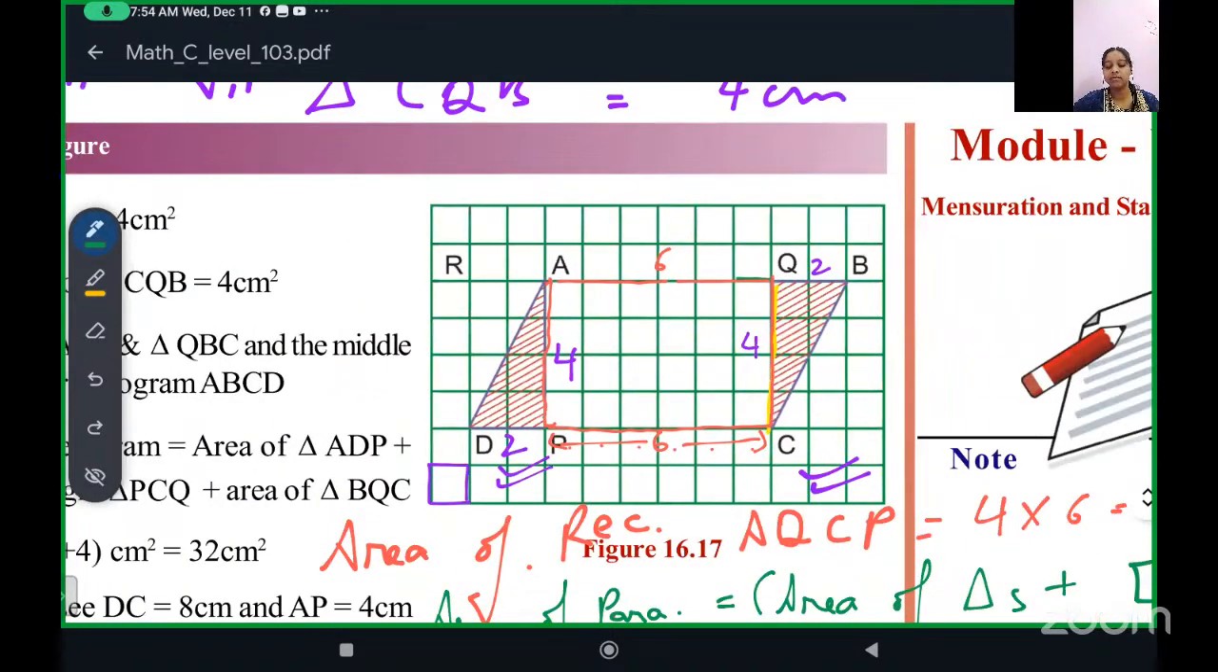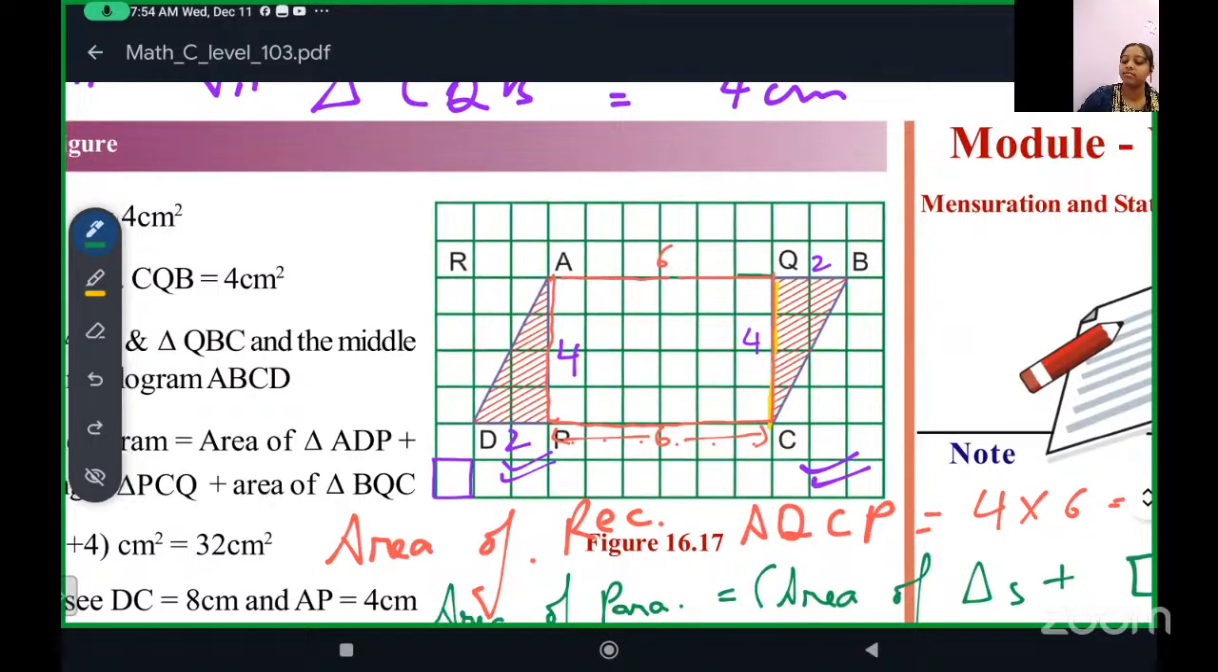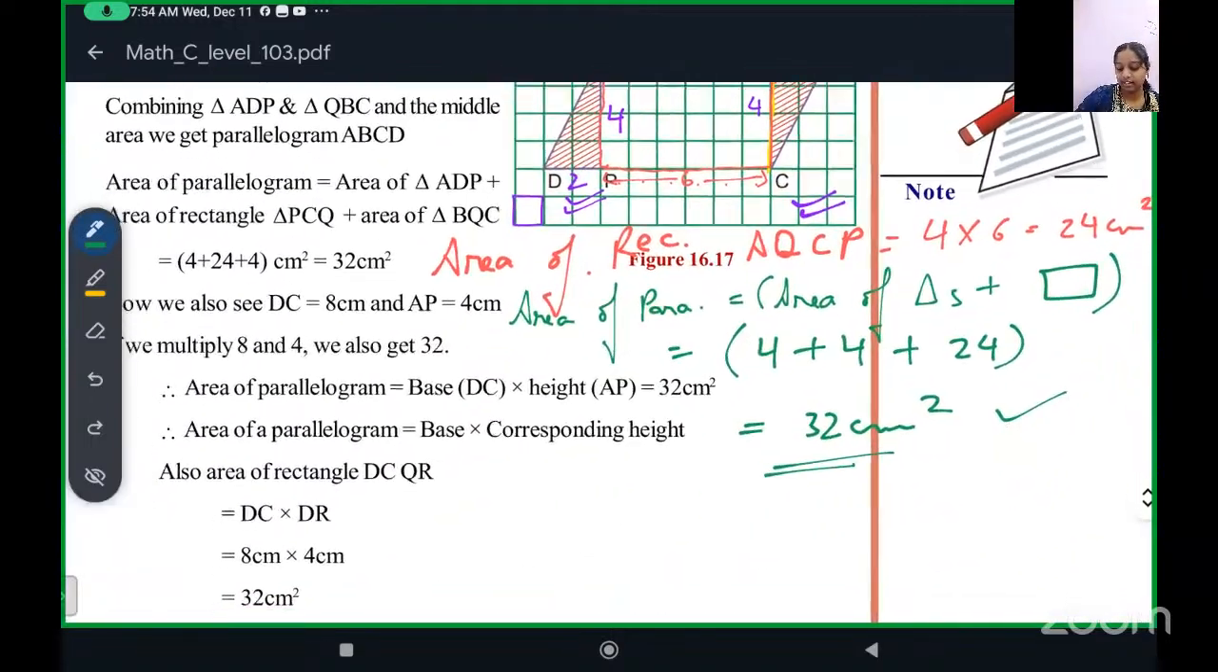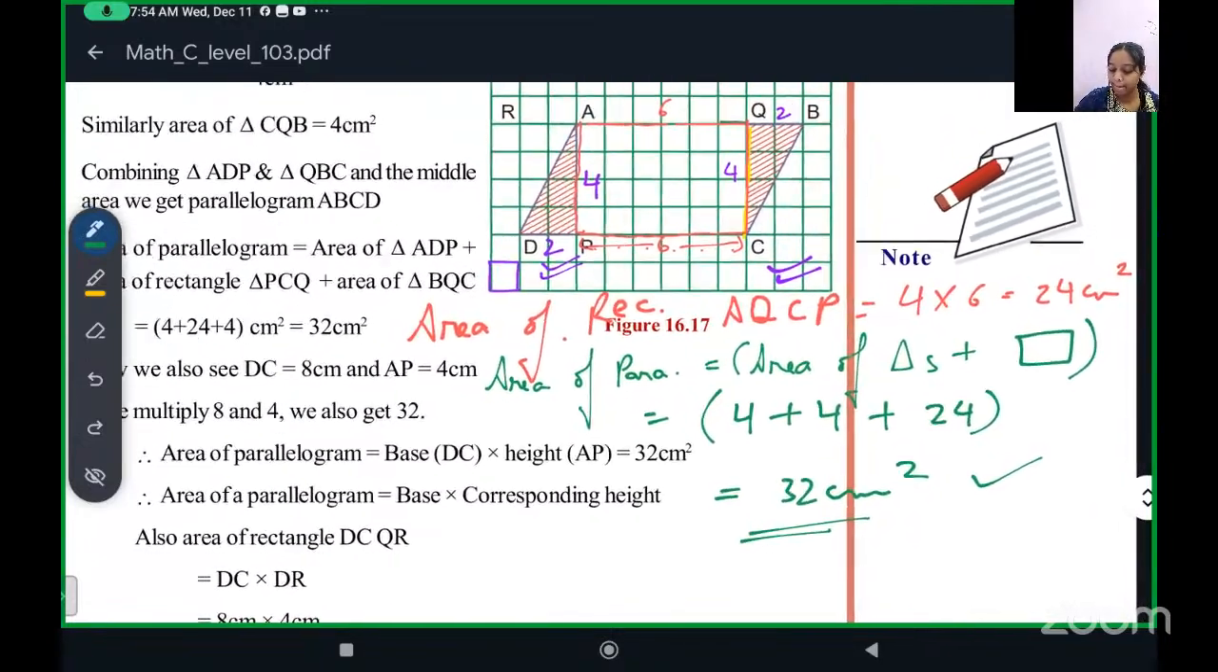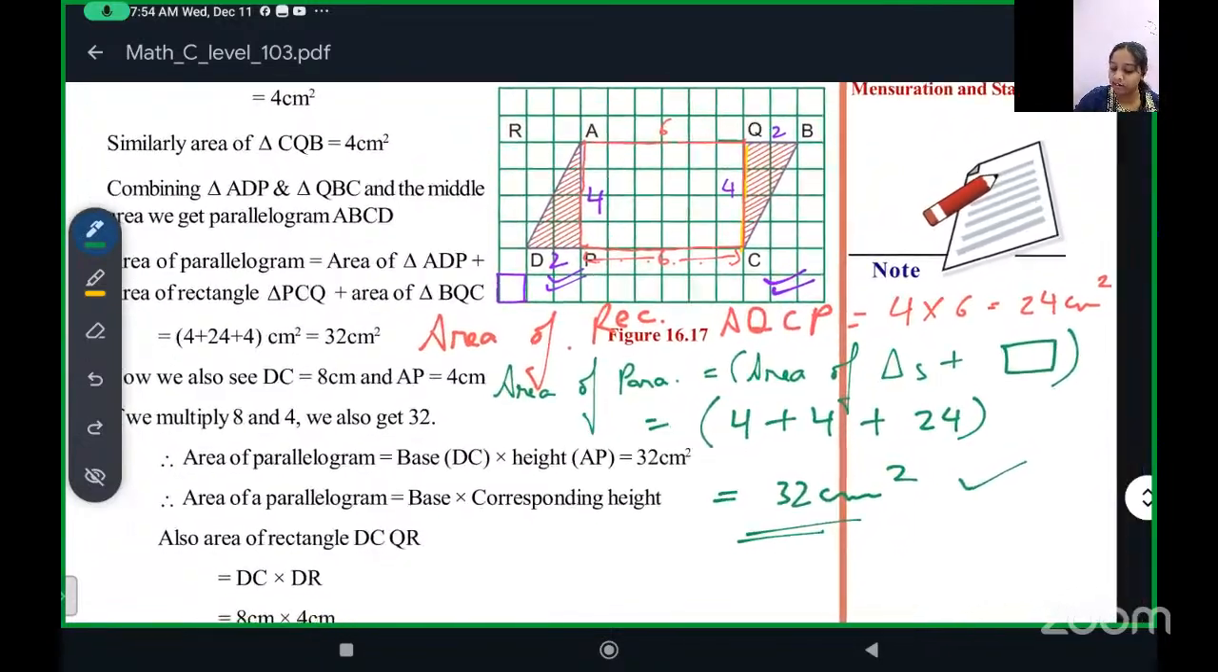Yes, Edric. Ma'am, 8 boxes. Ma'am, the base is 8 boxes and the vertical height is 4 boxes. So 8 into 4 is 32. Yes, Edric, okay, so that is right. Also, we can do the area of parallelogram.